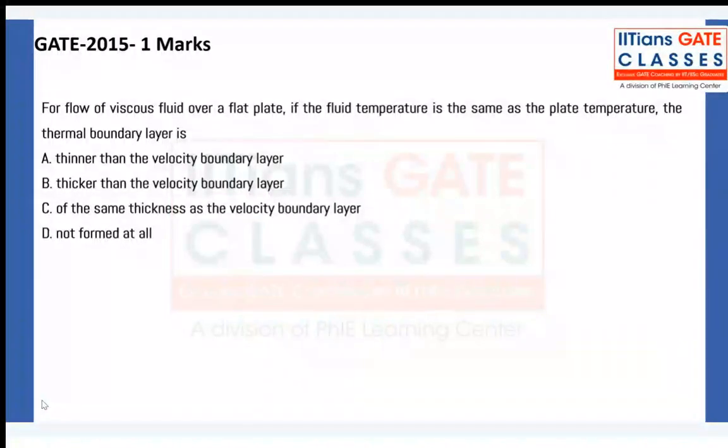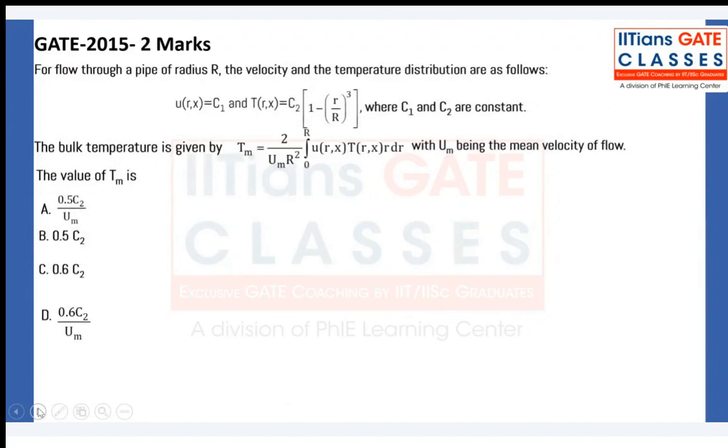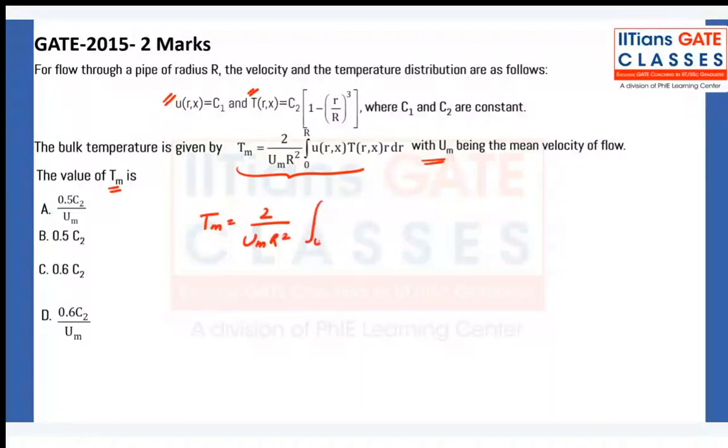Chalo, next question. For flow through a pipe of radius r, the velocity and the temperature distribution are as follows. Velocity is given, temperature distribution is given, and mean temperature is given, where um being the mean velocity. They are asking Tm. So I need to find out Tm is equal to 2/(um r^2) integral from 0 to r of u into T, where T is c1 + c2 (1 - r/R)^3, times r dr.